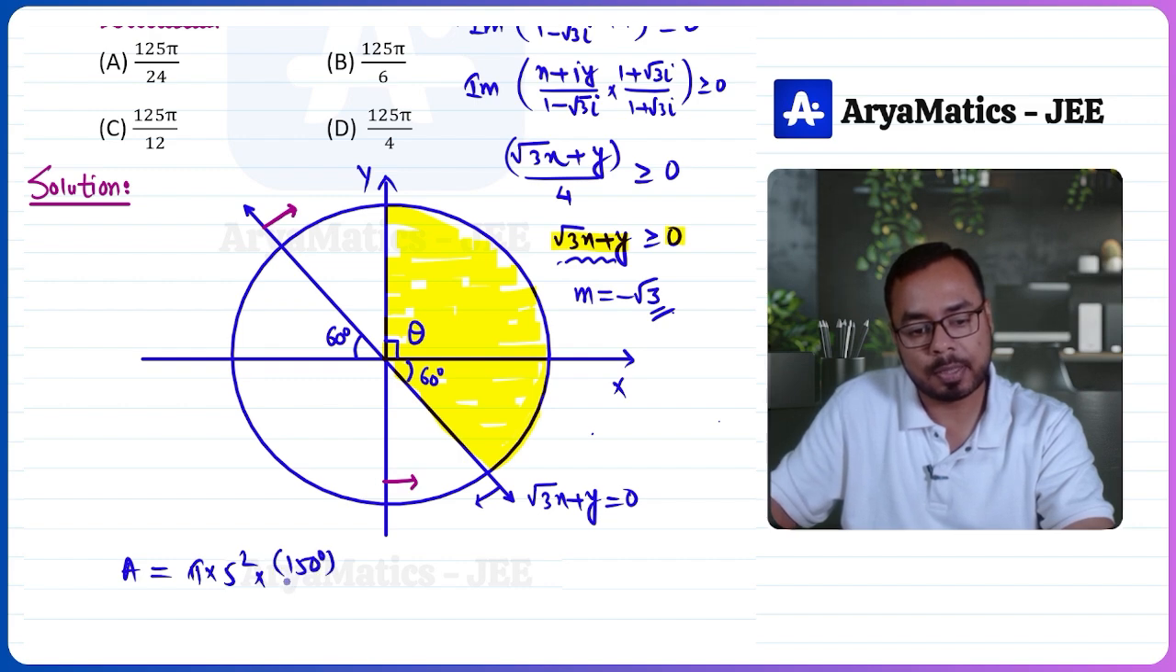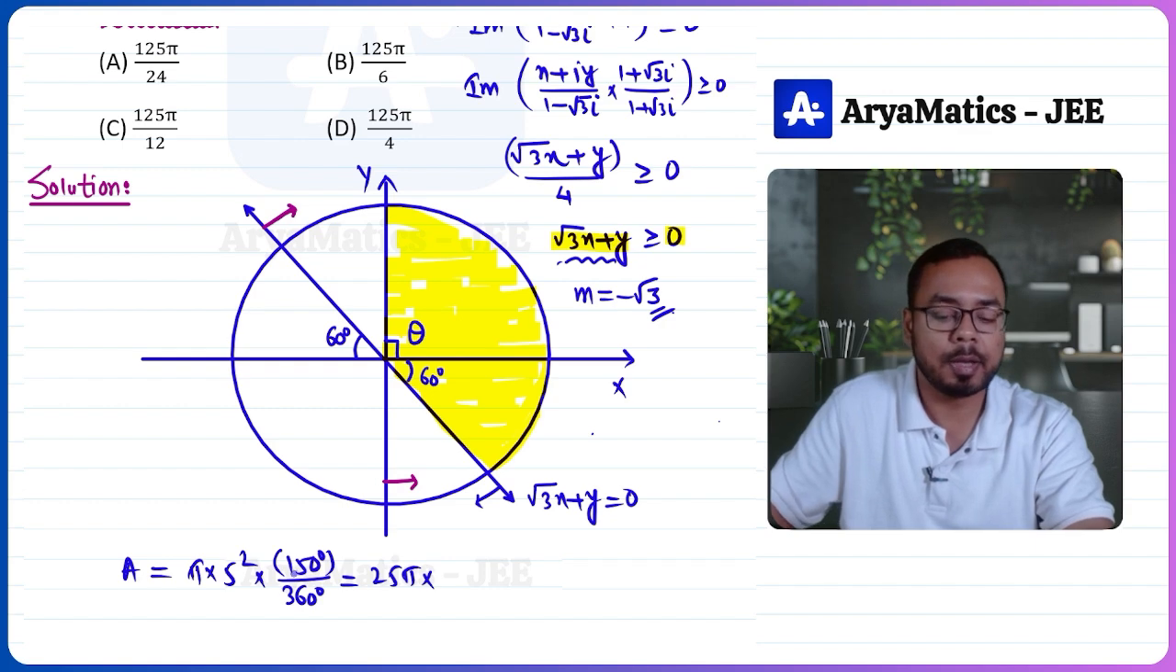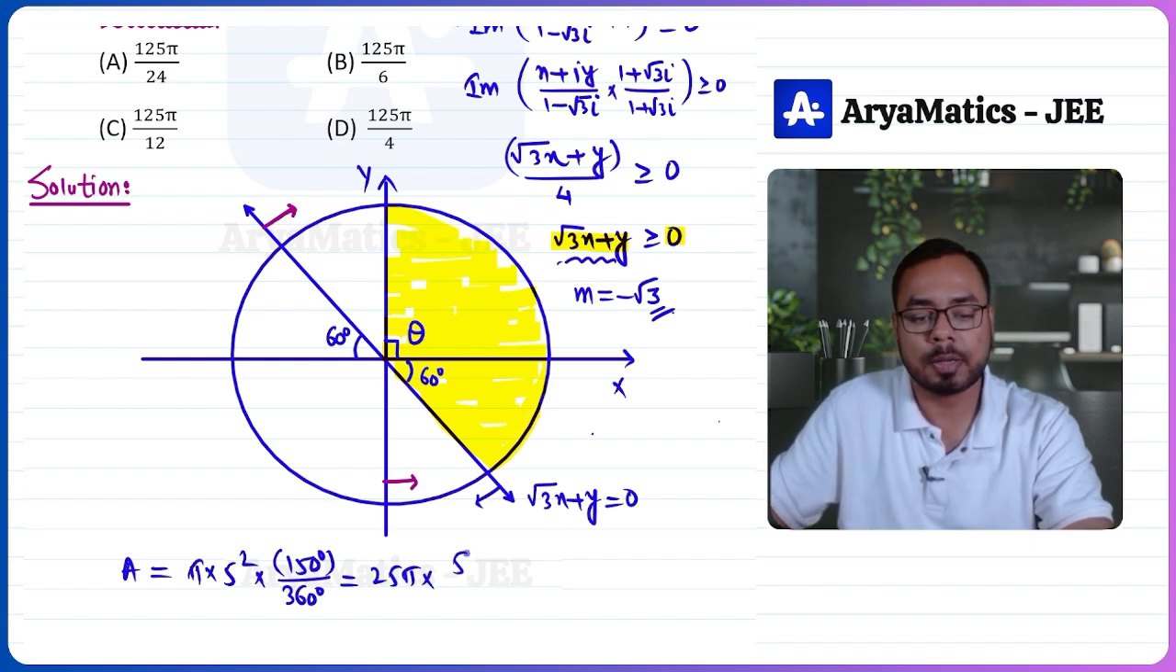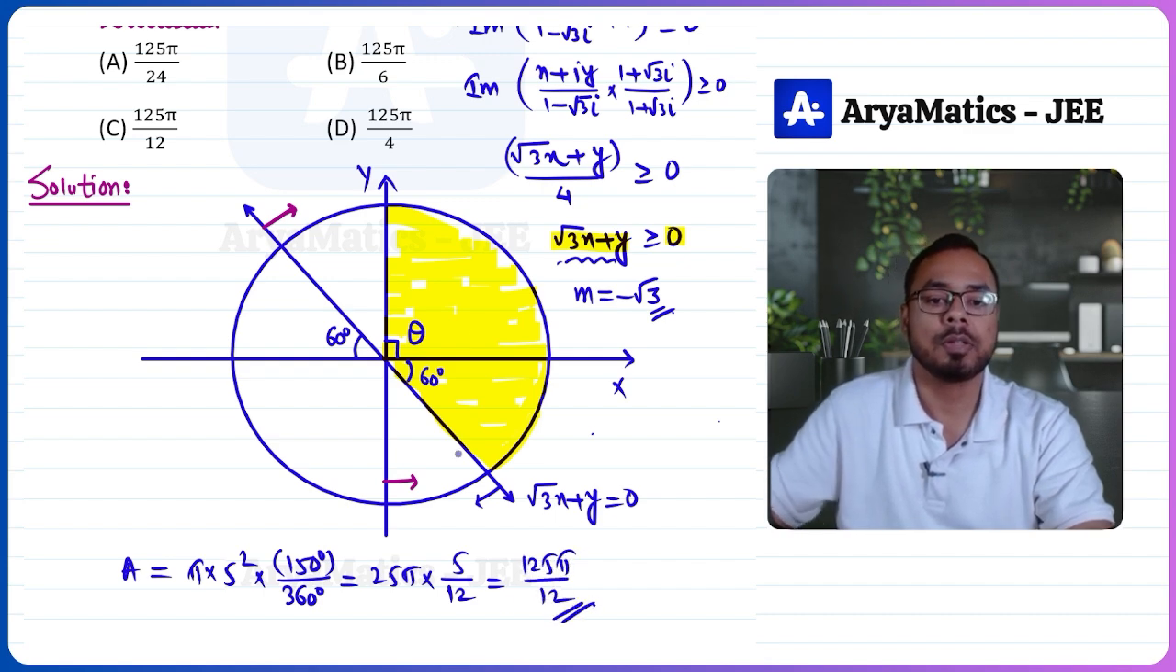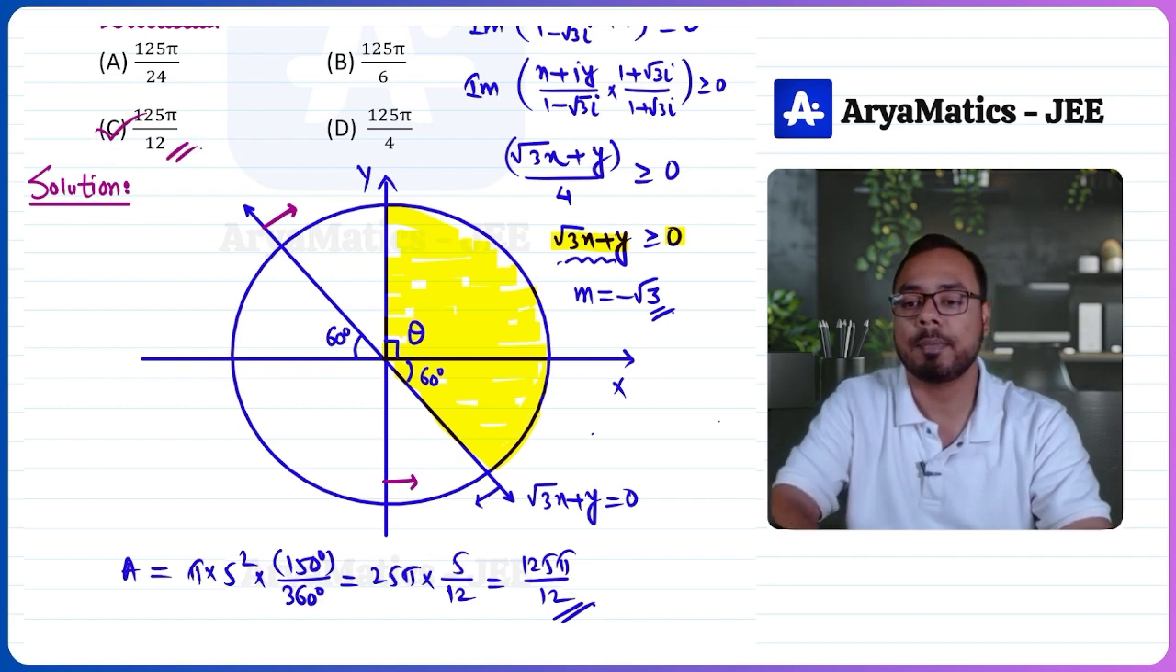Right? If I write in degrees, then here the angle is 150 degrees and the total angle is 360 degrees. So this will become 25 pi, and if we divide by 30, then this becomes 5 by 12. So finally this is 125 pi divided by 12. So that is option C, and therefore that will be the right answer for this problem.